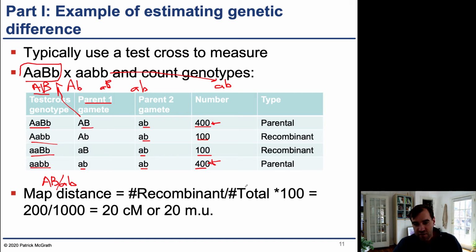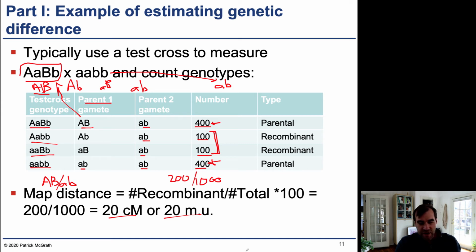And then the second thing we can do is calculate the map distance between these two genes. We count the number of recombinant gametes, 200, and we divide by the total number of gametes that were produced. This is a very simple calculation because there's an even number of animals. There's 1,000 animals. And so that gets us to 20%, or 20 centimorgans, or 20 map units. So very straightforward.